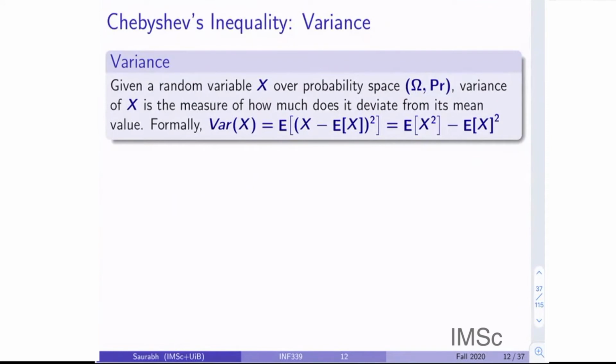So now what I would like to tell you is a little bit about variance, and then let's get into the Chebyshev inequality, okay? So the variance of X is a measure of how much it deviates from its mean. Formally, you take the random variable X minus E of X, the whole squared, and you take the expectation of it. This is what is called variance. There is also a notion called standard deviation, which is the square root of the variance of X.